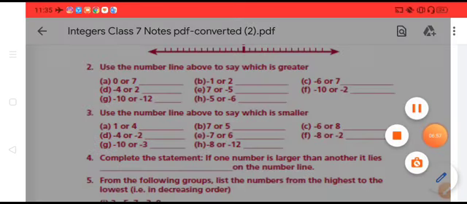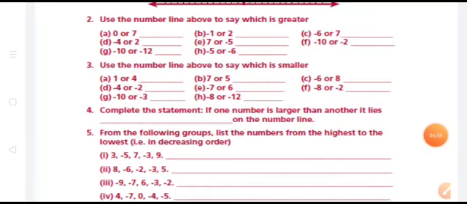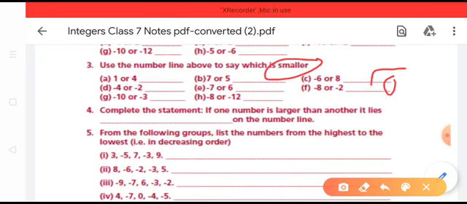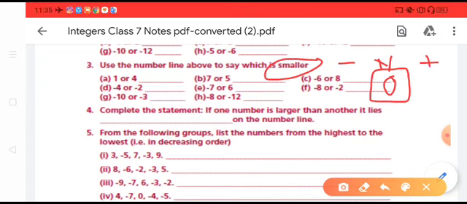Now the third question: use the number line above to say which is smaller. Which is smaller means, you know, 0 is the neutral, minus is the lowest, and the positive is the higher term.